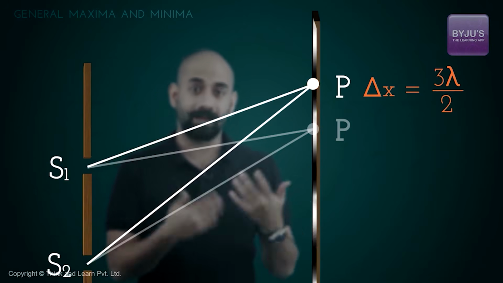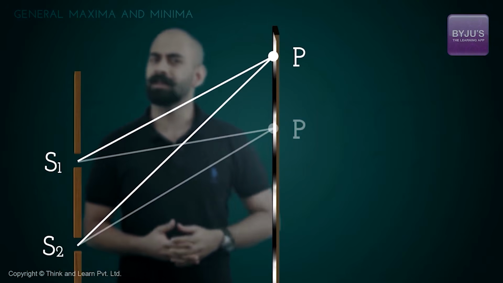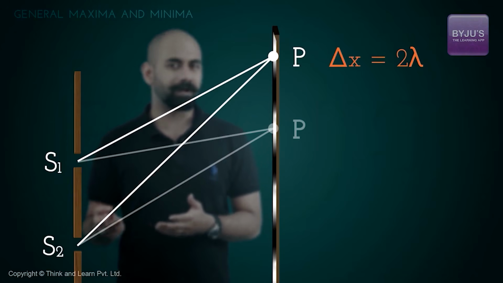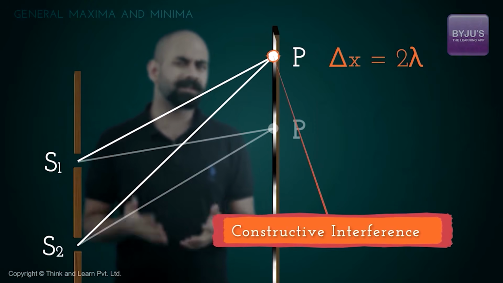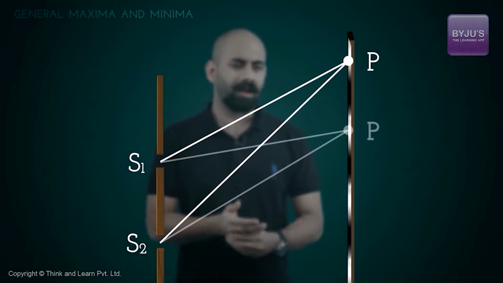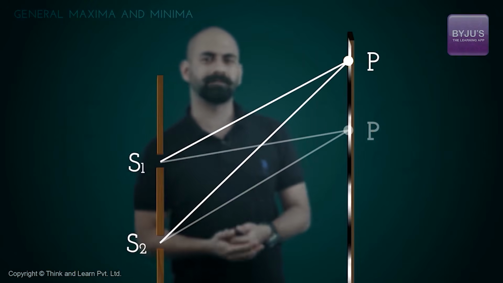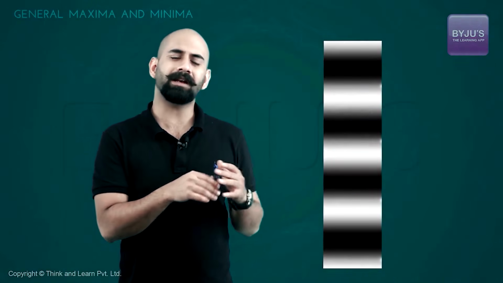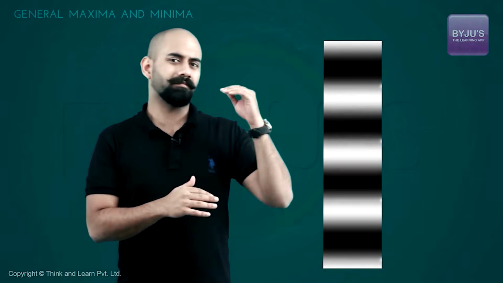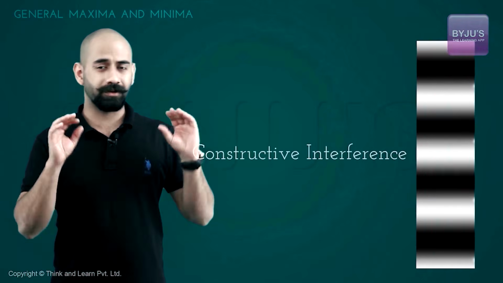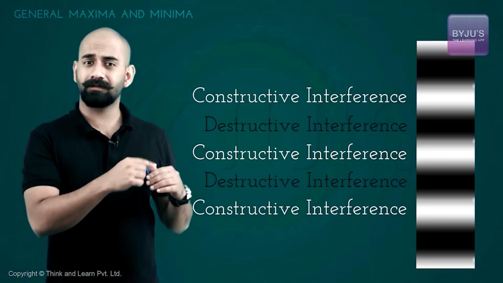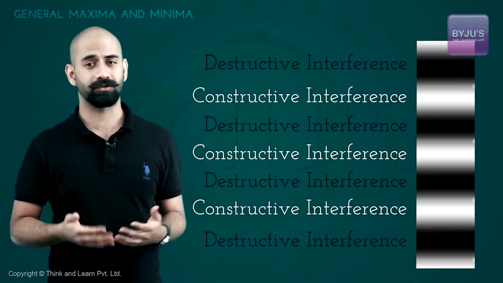Now, if I do the same thing again, if I move it further up, there'll be some point where delta x equals 2 lambda. Then at that point, we'll have constructive interference again. And once again, the same is true below as well, because it's symmetric. So you can see that there's some sort of a pattern we find here, right? In the center, we have constructive interference. Then as we go up, there's destructive, then constructive, then destructive, and so on and so forth.